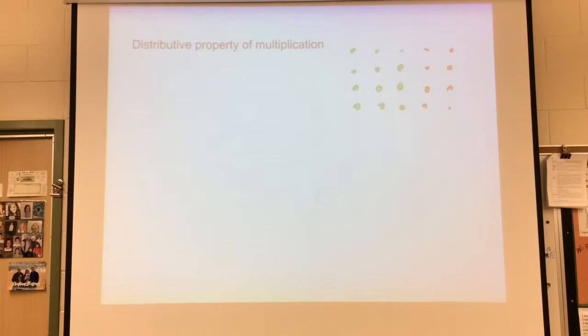Distributive property of multiplication. So there's a couple ways to look at this array that I've drawn, and a couple ways to write this problem. So we can count the number of dots in each row that are green, and the number of dots in each row that are red, add those together, and then multiply times 4, because that's how many rows we have. Or we could write it the other way, 4 rows of 3 green and 2 red.